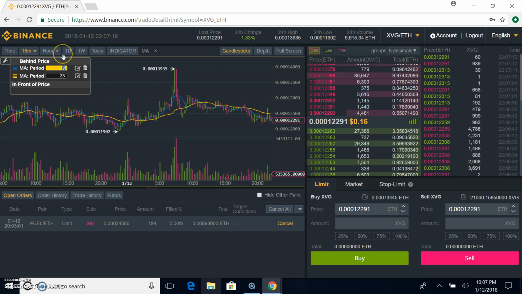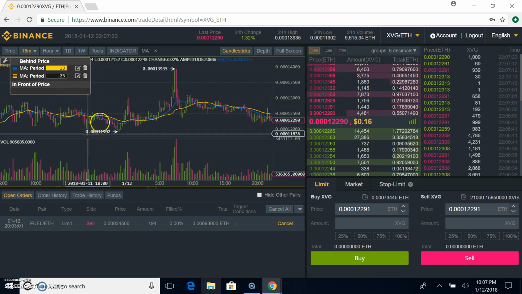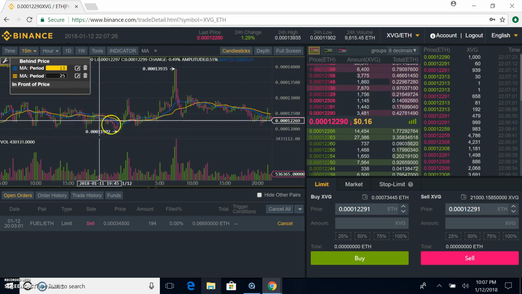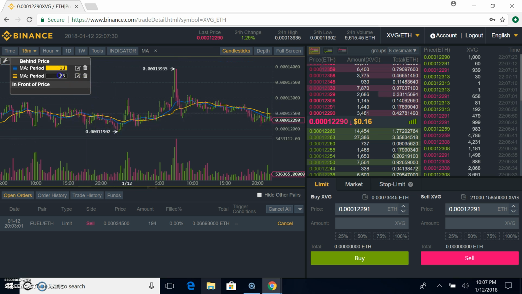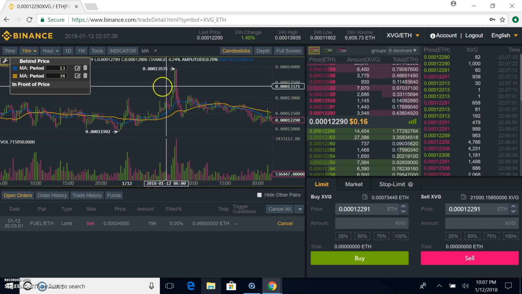Your moving average, the first one we're going to set as 13, and what that represents is 13 candlesticks. So 13 of these guys right here, that's going to show a moving average of 13 candlesticks. Second one we're going to set as 34, and then just simply click out of it.